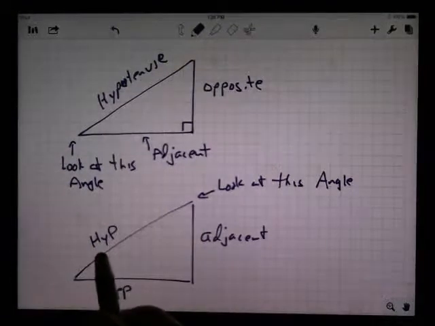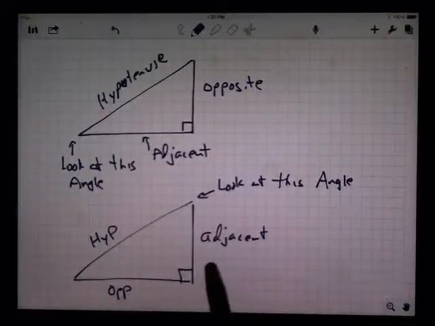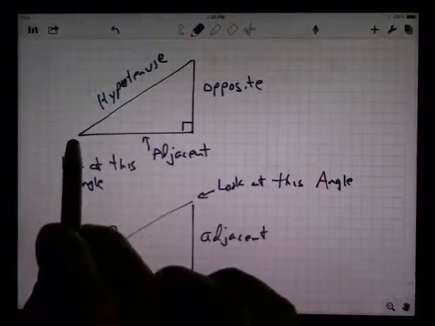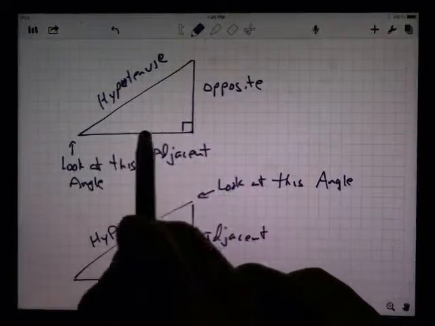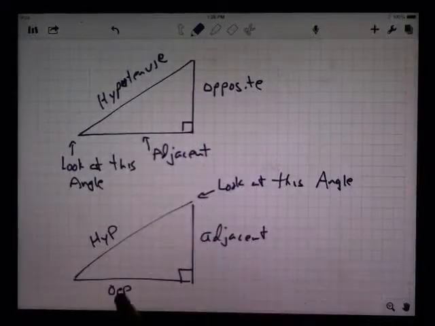hypotenuse is not relative. Hypotenuse is the longest side. It's across from the right angle. Adjacent and opposite are relative to which angle you're looking at. Look at this angle. The far away side is the opposite one, and the one here is adjacent. Look at that angle. Its far away side is the opposite one, and the one close is the adjacent. Okay. There you go. Names of sides of triangles.